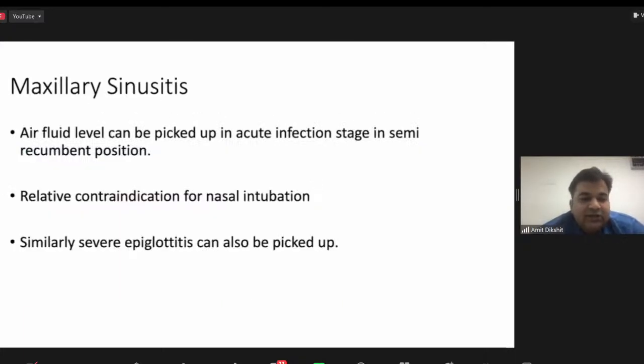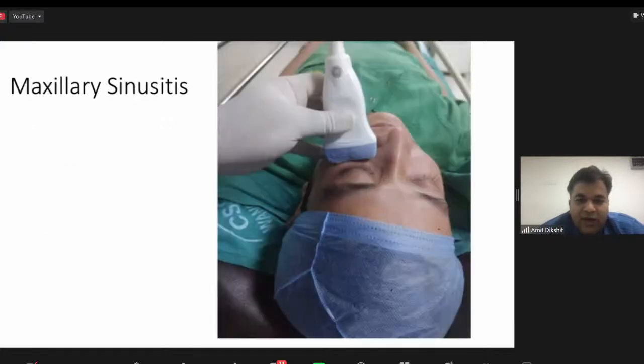Maxillary sinusitis is another aspect where we were worried about in COVID times when there was a lot of mucus. So if there is an air fluid level in the maxillary sinus, it was a relative contraindication for nasal intubation, because all those fungus may go posteriorwards. So we used to look at that time. Fine, this almost completes the airway assessment.